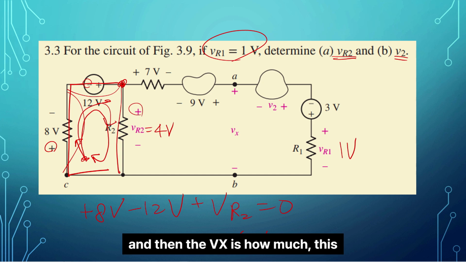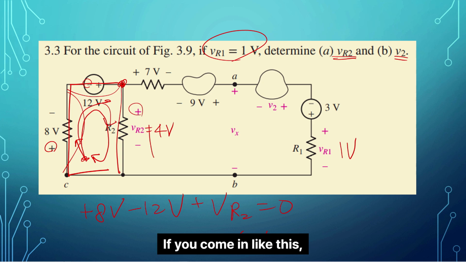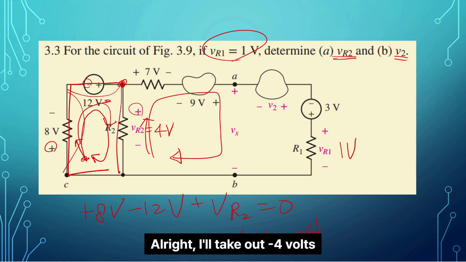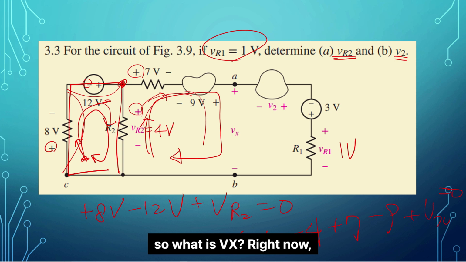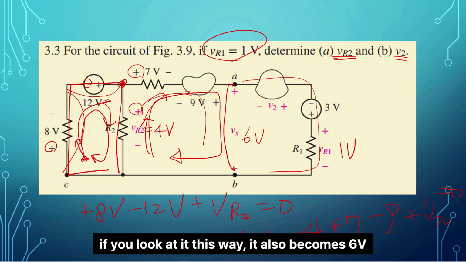And then the Vx is how much? This is 1 round. If you come in like this, you can obtain the Vx. Alright, I'll take out minus 4 volts. Then, if you go in like this, it's plus 7, right? So when you go in like this, it's minus 9. Vx must be 0. So what is Vx? Right now, if you subtract 7 from 13, you get 6. 6 volts. So Vx becomes 6 volts. Now, if you look at it this way, it also becomes 6 volts.